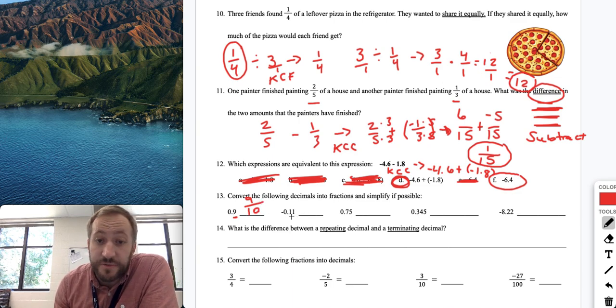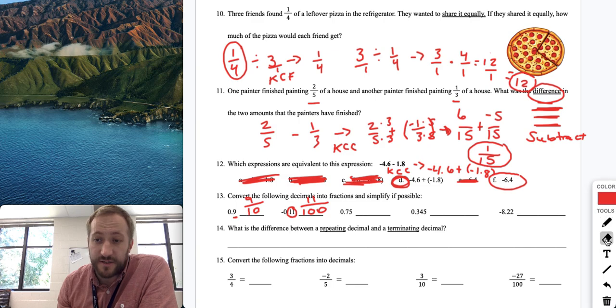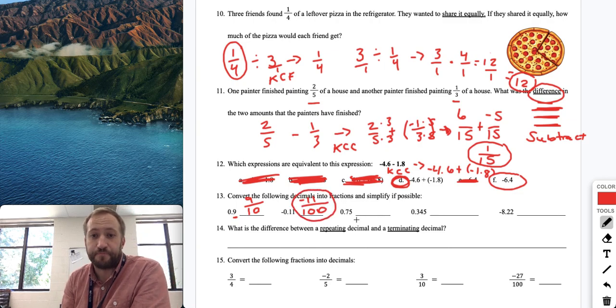We can do that. Let's look at the next one. This decimal ends in, there's the 10th place, there's the 100th place. So it ends in the 100th place, that's my denominator. And then I put this right as the numerator. Now the one thing some kids kind of forget about is that if it's a negative decimal, it has to be a negative fraction as well. So negative 11 over 100.